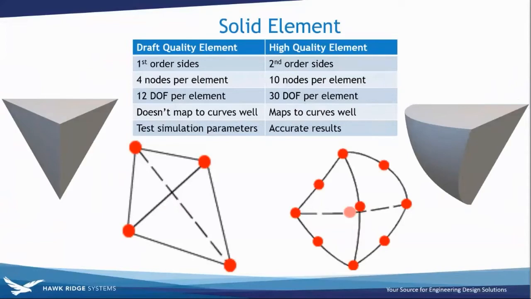That ability to have curved geometry makes mapping to curves and deformed shapes easier with fewer elements needed. Each node has 3 translational degrees of freedom, giving each element a total of 30 degrees of freedom. High quality elements will take longer to solve because they have more degrees of freedom, but they do map better to curved geometry and will require fewer elements to get accurate results.